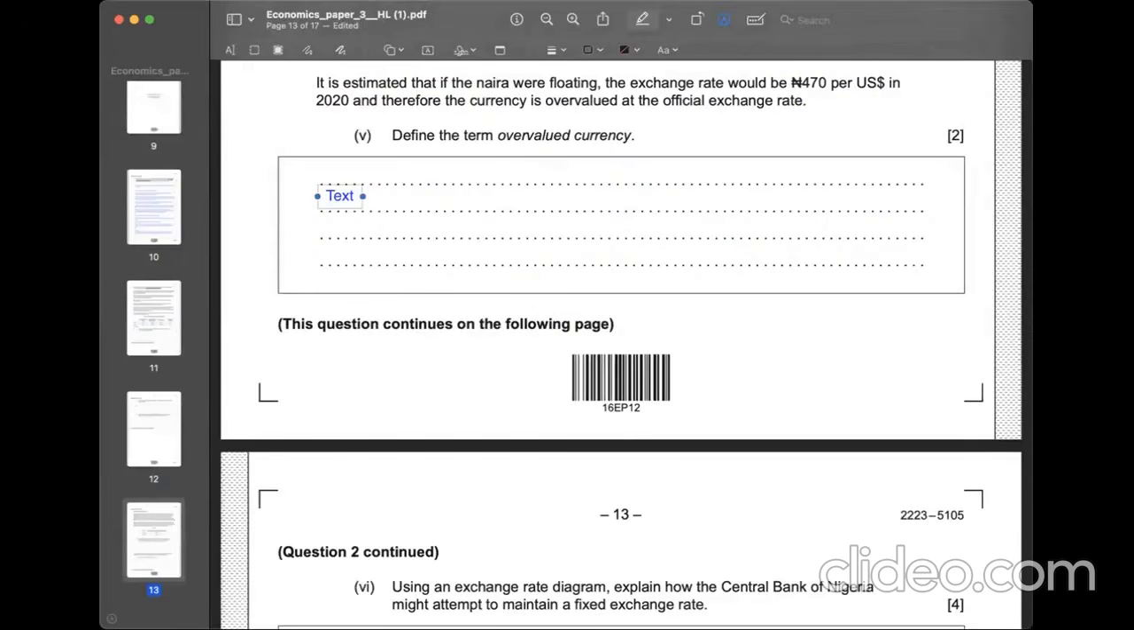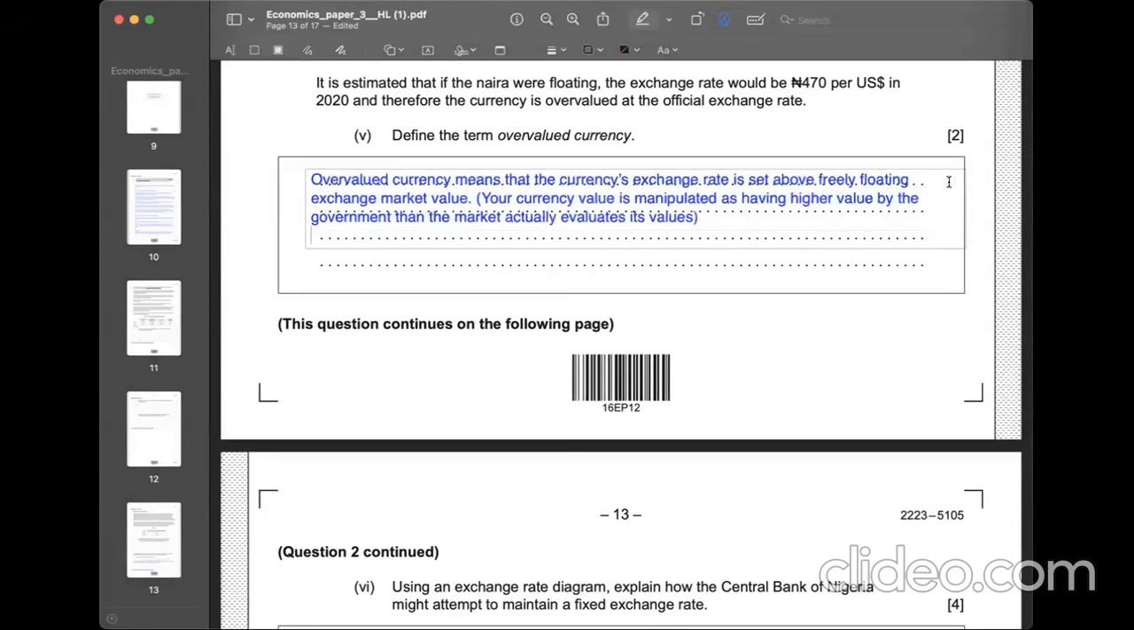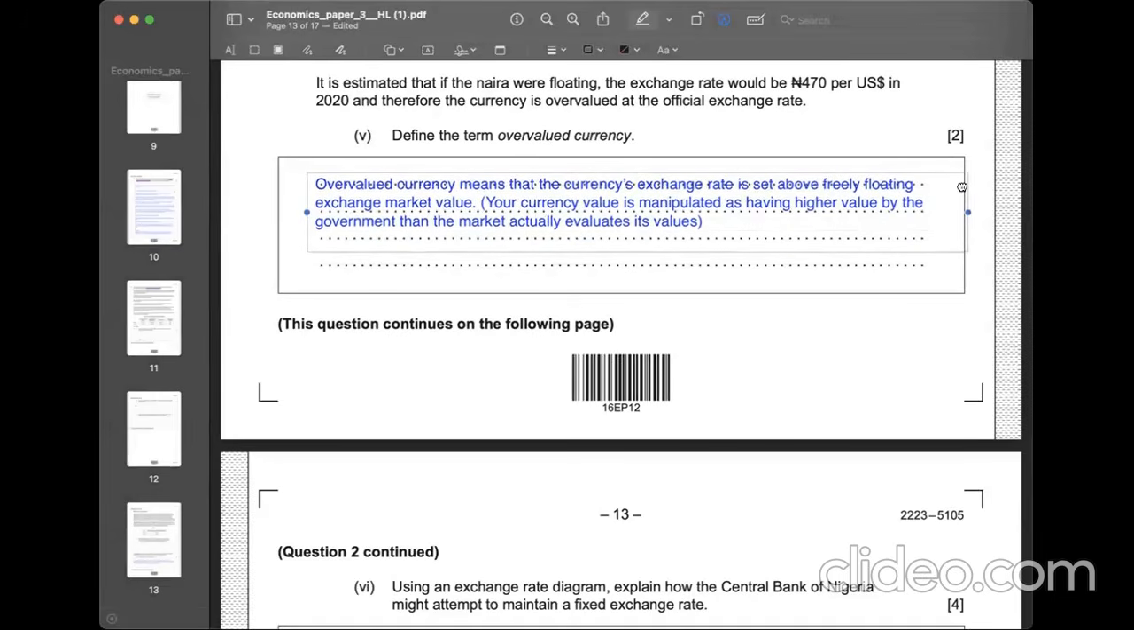Okay, the following information says it is estimated that if the Naira were floating, not fixed, the exchange rate would be 470 Naira per US dollar in 2020, and therefore the currency is overvalued at the official exchange rate. Okay, I can say your currency value is manipulated within the fixed system so that it has a higher value set by the government than the market actually sees for it. That's the overvalued currency.